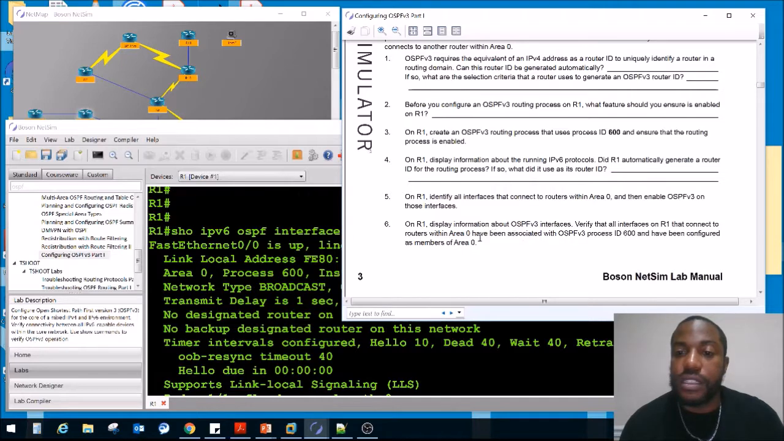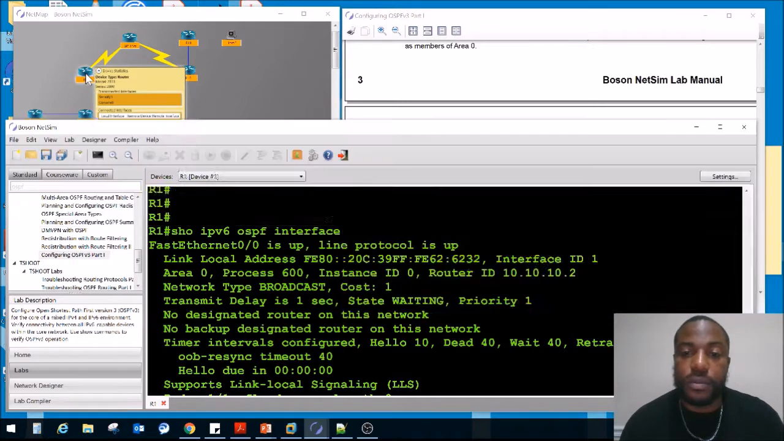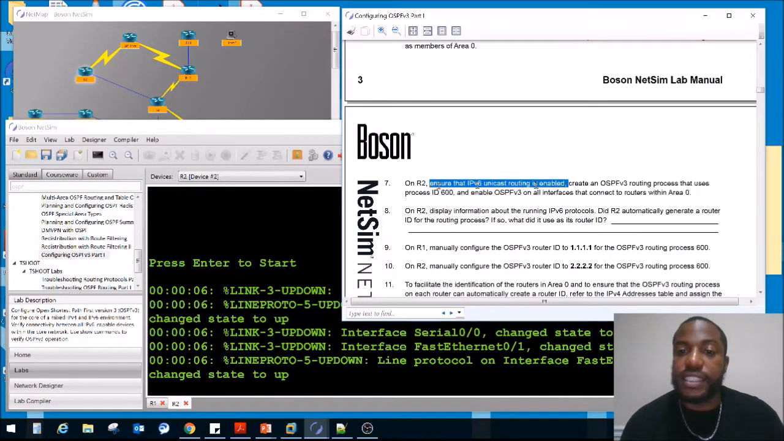Process, the area, all interfaces that connect. Okay, so that's it. Router 2. Go to router 2. Ensure IPv6 unicast routing is enabled.